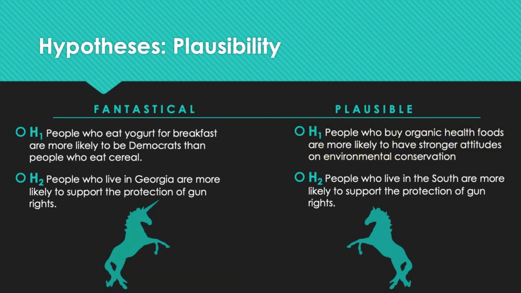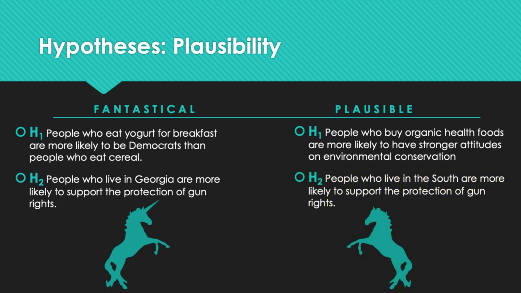Let's take a second one. People who live in Georgia are more likely to support the protection of gun rights. And you might be thinking to yourself, well, what's so wrong with that one? And it violates a few things, right? It's the N of one, the sample size of one. Why do we so much care about how people in one specific state view a very specific policy agenda? A better question might be: people who live in the South are more likely to support the protection of gun rights than people who do not live in the South, right? What we're trying to do is just make our hypotheses and our research questions apply to a broad population.